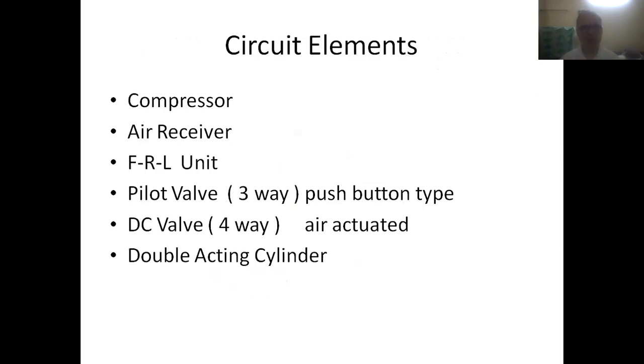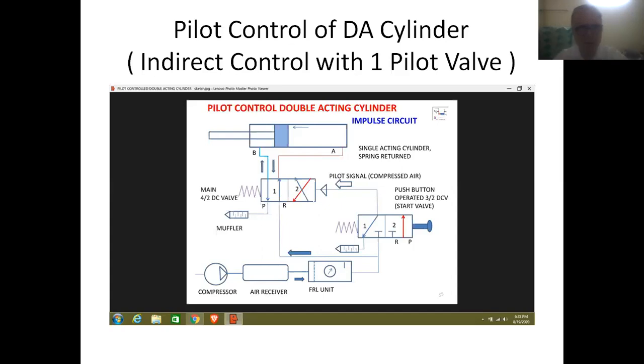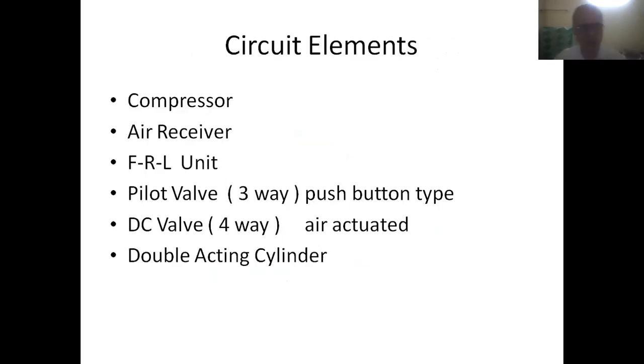So friends, we have noted down the elements of the circuit. We have identified all these components. The diagram consists of 6 elements in total. We have seen the arrangement of a compressor, air receiver, and we have talked about the FRL unit of the compressor.